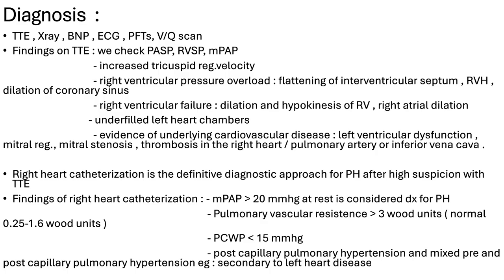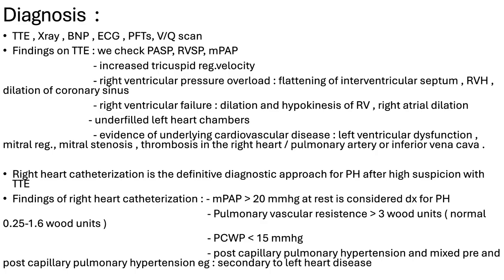Right heart catheterization actually is the definitive diagnostic approach for pulmonary hypertension after high suspicion with transthoracic echocardiography. Of course, we can use other diagnostic procedures like X-ray, BNP levels to check for heart failure, ECGs, VQ scan for checking for pulmonary embolism presence, or pulmonary function tests. So let's talk first about the findings of the right heart catheterization, which is the definitive diagnosis.